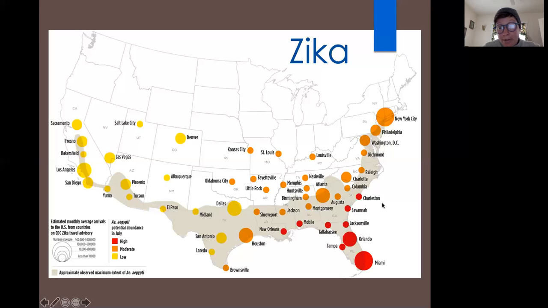On the other hand, Miami has both a lot of people flying in and a high abundance of those mosquitoes, right? So you combine those two together and you have a problem. So Miami and Orlando and Florida in general was a real concern that this Zika virus might spread.